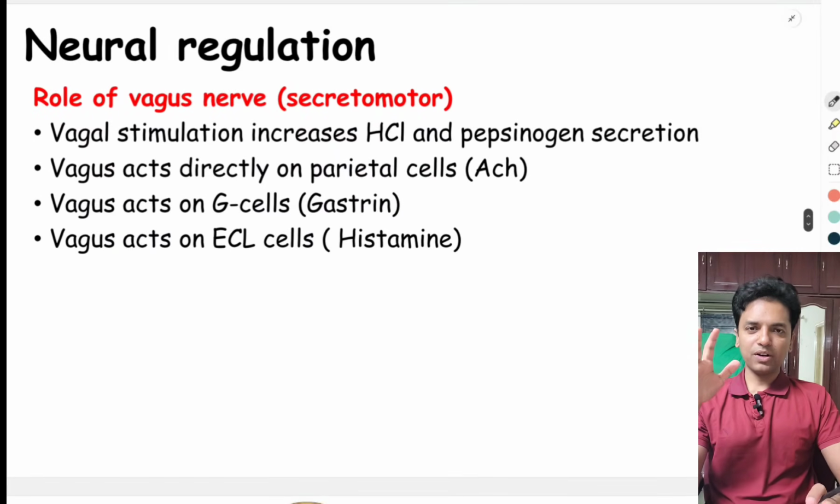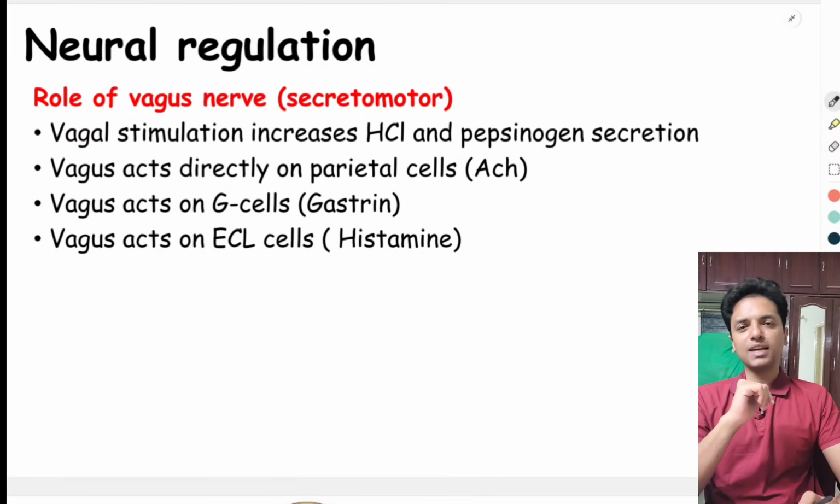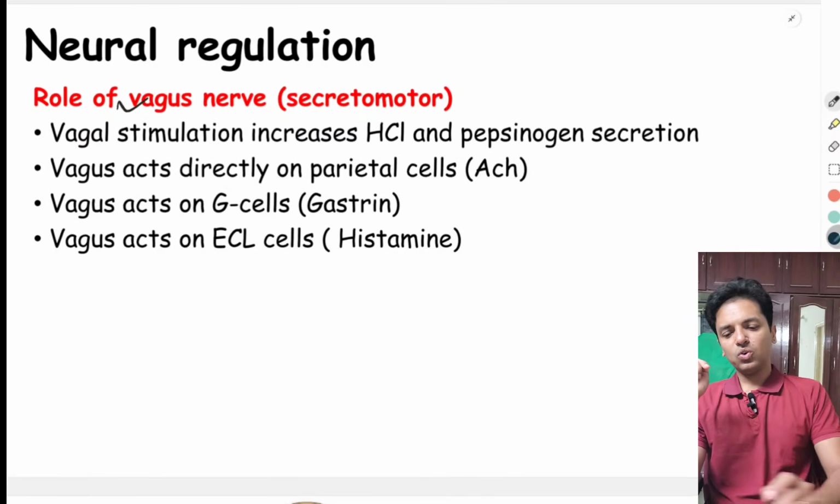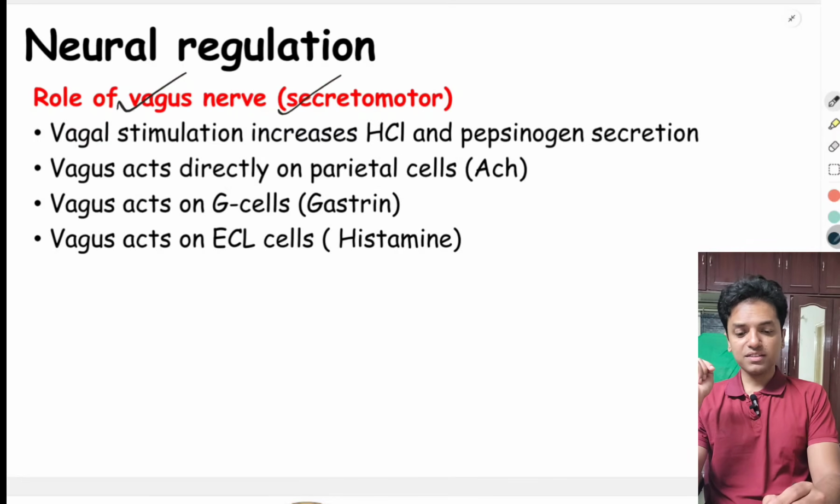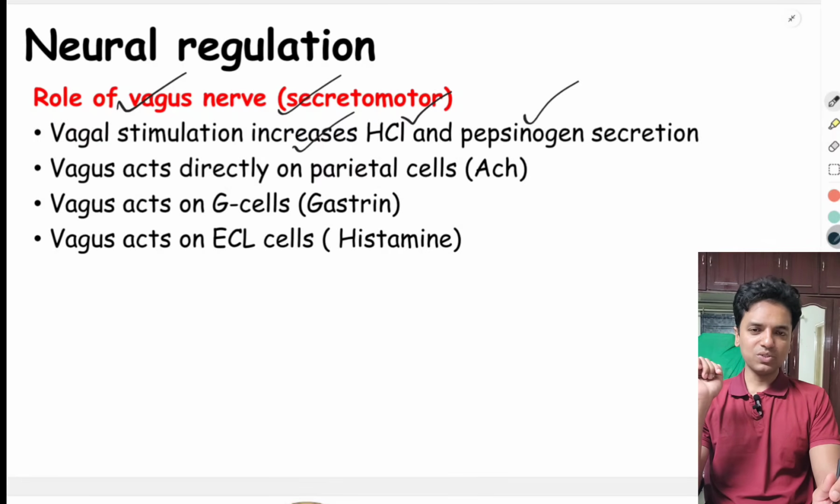Next, coming to the most important part of this topic, that is the regulation. In the regulation, there are two types of regulation. One is called neural regulation mediated by the vagus nerve. Another one is called the chemical regulation, or also hormonal regulation. And the most important hormone which helps in regulation of the gastric juice is gastrin. So neural regulation, there is vagus. Vagus is said to be secretomotor. So whenever I stimulate the vagus nerve, there is going to be an increase in the gastric juice secretion. That is, there is going to be an increase in HCl secretion. Also, there is going to be an increase in the pepsinogen secretion.